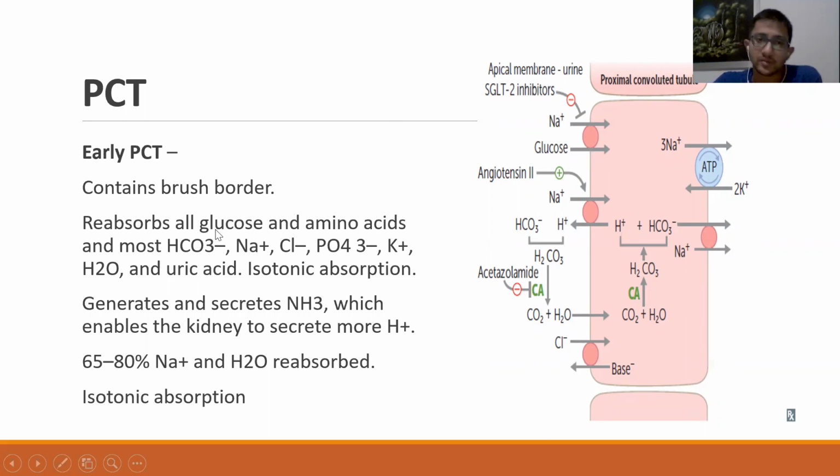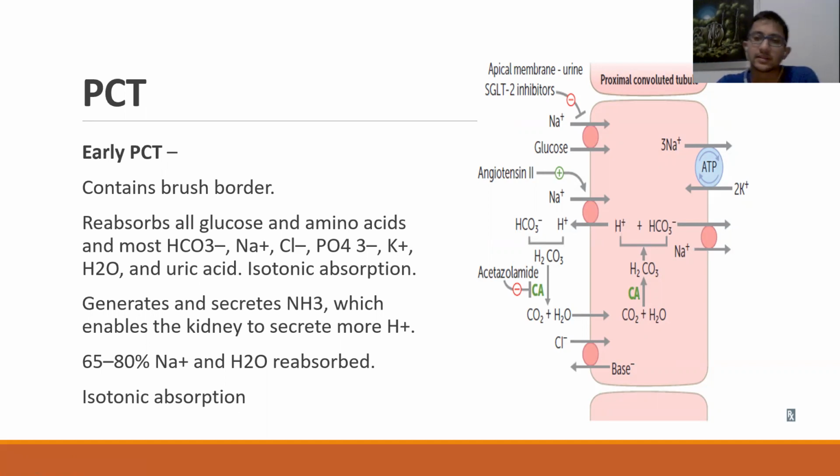And yeah, it reabsorbs all of glucose. That's really important. There should be no glucose in your urine. If there is, it means you're diabetic. And all the amino acids and most of bicarbonate, sodium, chloride, phosphate. I'm sorry, the font is a bit funny over here, but this is phosphate, potassium, water, and uric acid. It's really important to remember that this is an isotonic absorption.